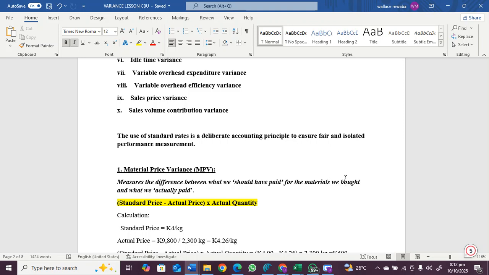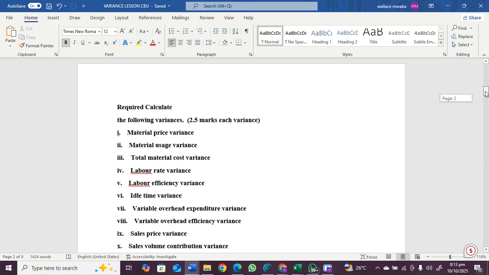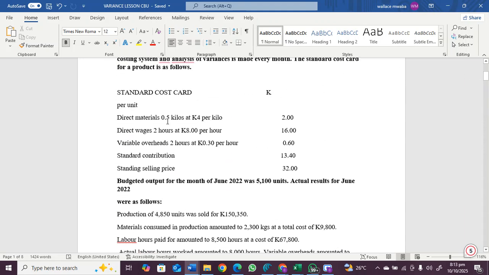The material price variance is the standard price, which you get from the standard cost card, minus the actual price, multiplied by the actual quantity. Since this is based on materials, we have to find the standard price. One unit needs 0.5 kilograms, and each kilogram is priced at 4 kwacha per kilogram. So this is the standard price: 4 kwacha per kilogram.